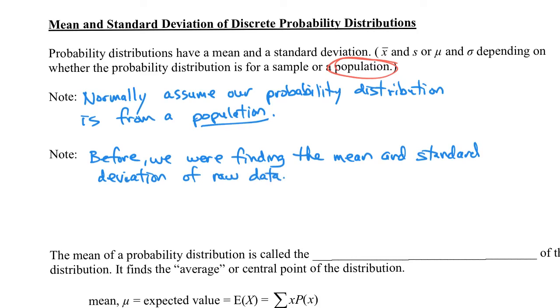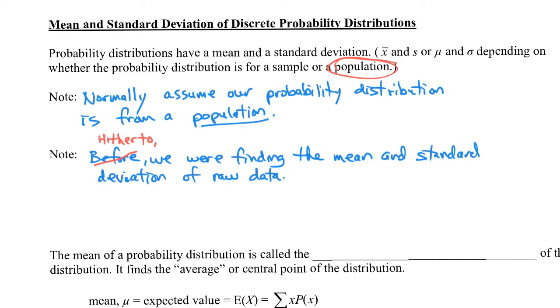So, if you're feeling fancy, I'm going to introduce you to a new word. Instead of before, you could say hitherto, only if you're feeling fancy. Hitherto, we were finding the mean and standard deviation of raw data. It's kind of an old word. It means up until now. Hitherto. Try to use that in a sentence. See if your friends are impressed.